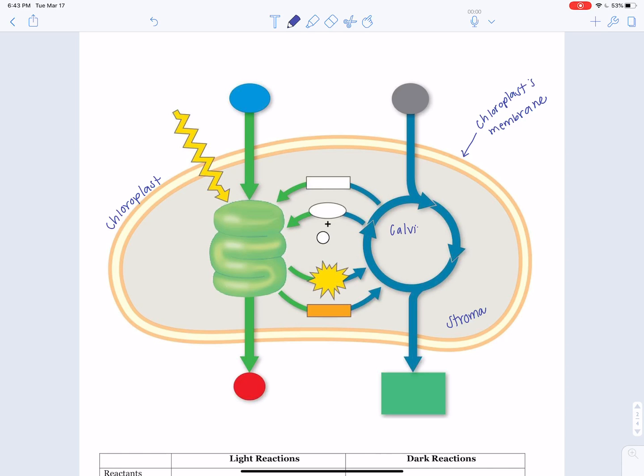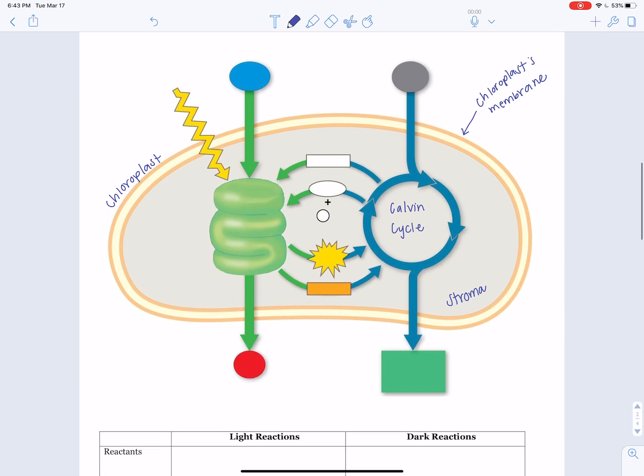Some people like to call the Calvin cycle the light independent reactions. I shy away from that name because when we look at this, we're going to see that the Calvin cycle is driven by the light dependent reactions, or the light reactions. So I don't like to think of it as completely independent.